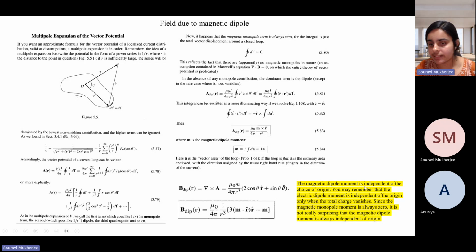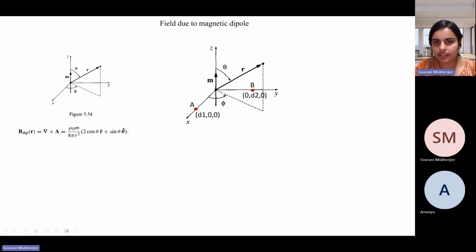And the magnetic dipole moment is independent of the choice of origin. It's important to note that. Okay. And you can also write it in vector form like this. Now that we know the expression for the field due to a dipole moment, suppose you have a magnetic dipole here, what would be the field at this point? Or what would be the field at this point, right? So this is the expression. Now, for A, what do you see? That your phi is 0, and theta is 90 degrees. So if you put that in this expression, you get something like this.